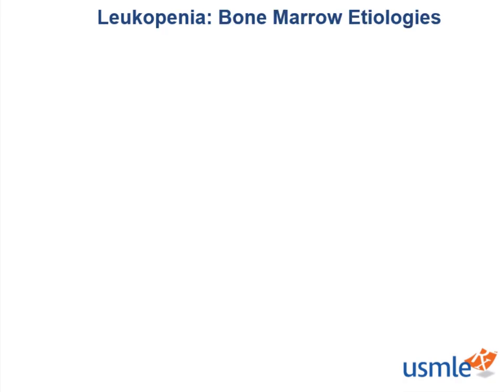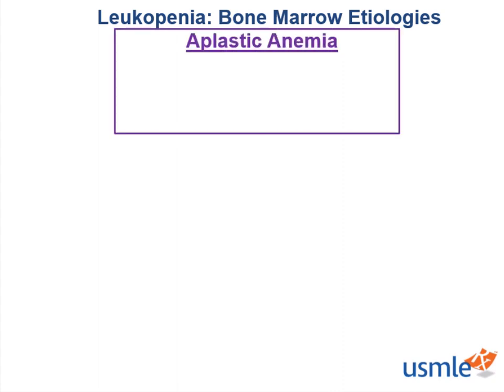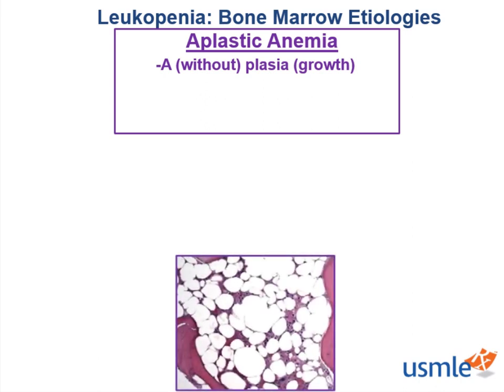The last etiology we will cover are bone marrow etiologies, which center around aplastic anemia. A means without, and plasia means growth. So this is a type of bone marrow failure that results in absent growth of cells. Looking at this bone marrow biopsy, you can see there is an absence of purple nuclei. That is, the bone marrow is acellular, without cells, or hypocellular, with fewer cells than normal.